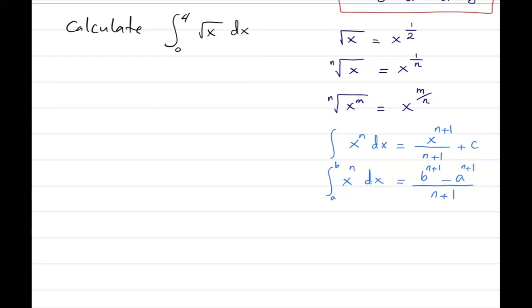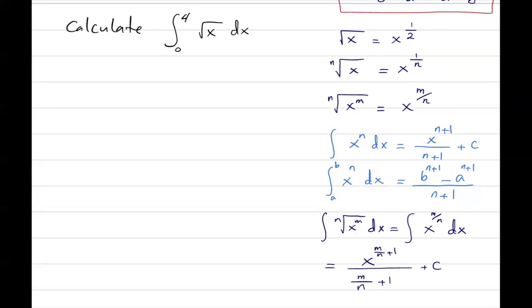So in this case, if you have the integral of the nth root of x to power m dx, this can be written as the integral of x to power m over n dx, which is x to power m over n plus 1 divided by m over n plus 1 plus constant of integration. And whenever it is a definite integral, you just substitute the upper bound, substitute the lower bound, and do the subtraction. So let's go back to our function here.